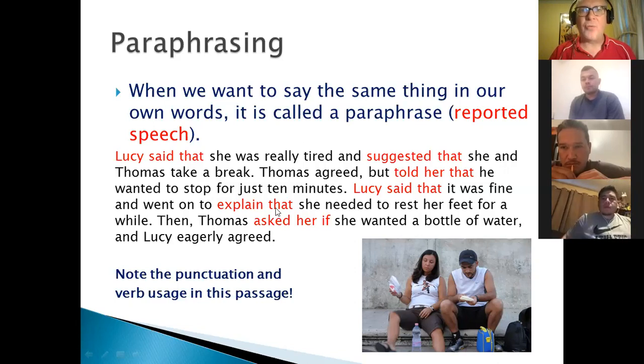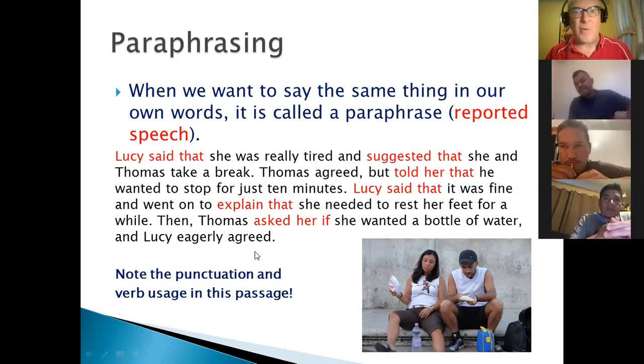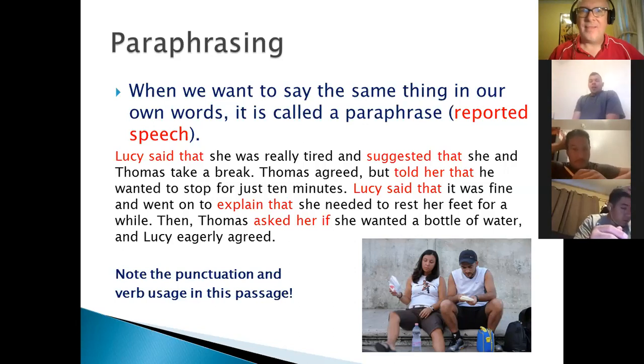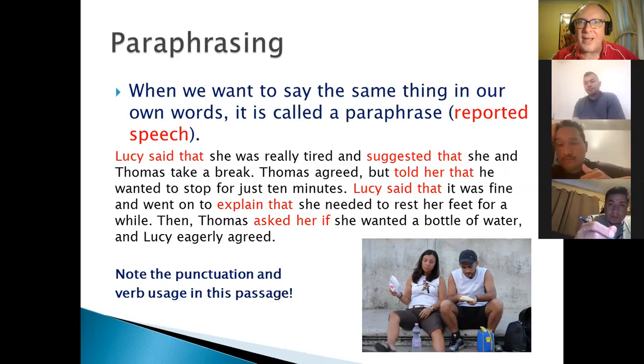And look at our verbs. What's going on with the verbs? Past tense, past tense, past tense, past tense, right? It's all past tense verbs. Why? Because this conversation happened last week or 2 years ago, or I don't know when. It's not happening right now. So even though Lucy said, "I am tired," that was yesterday, right? Maybe she's fine right now. So I said, Lucy said that she was tired. That's what we call reported speech. We change the verbs because the story is from the past.